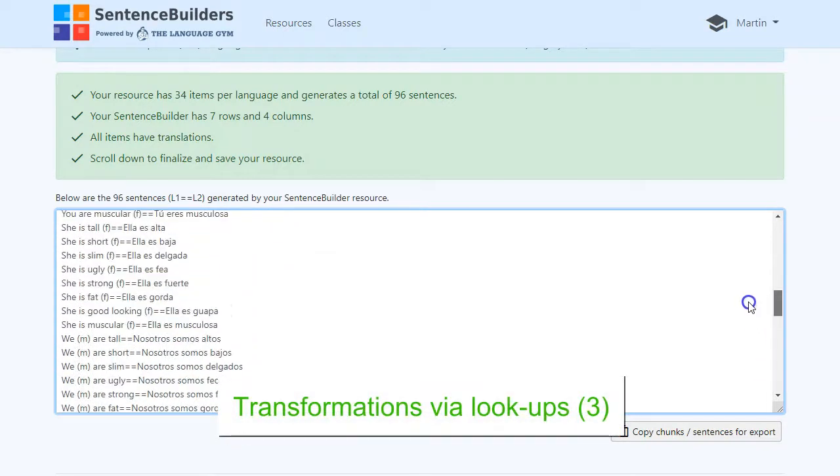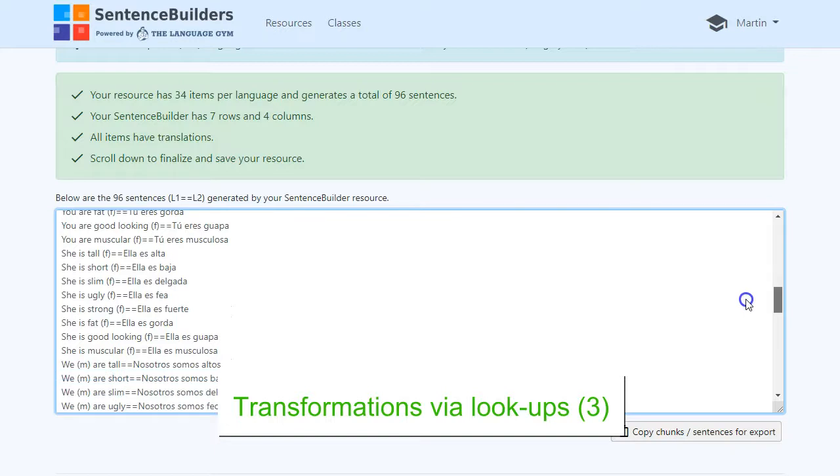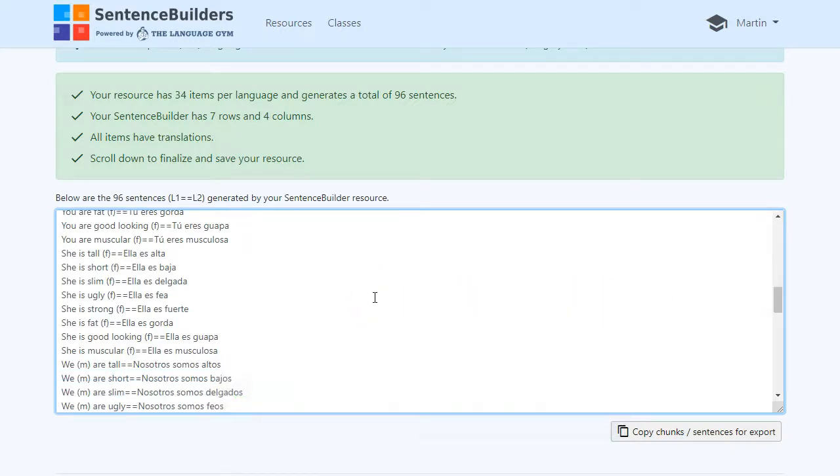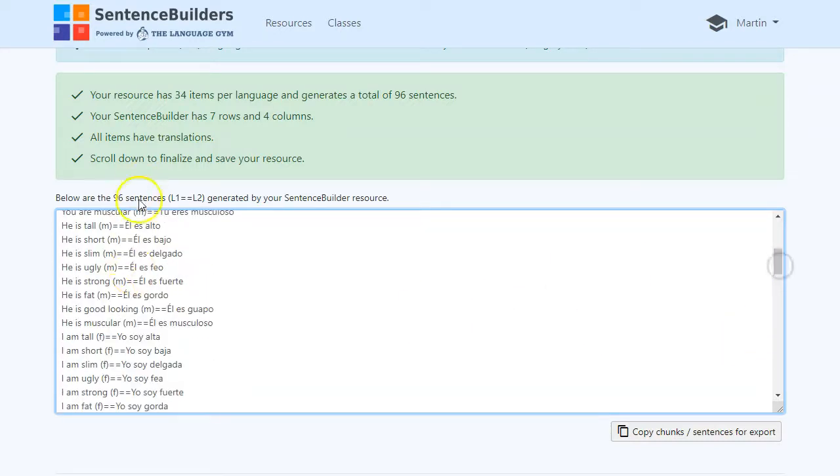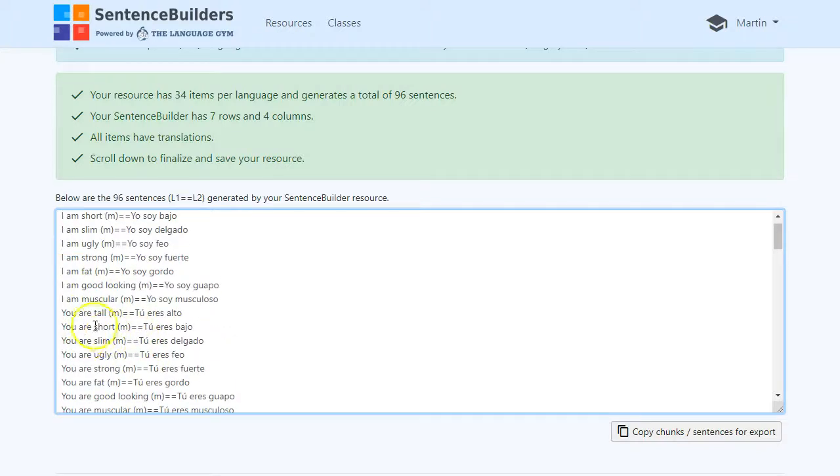And if we scroll up again, because something else has occurred to me, look at the she sentences. She is tall, feminine. She is short, feminine. Clearly, if we have sentences where the subject is she in English, there's no need for that feminine marker. Similarly, when we have he, we don't need the masculine marker. We do need those markers when we're talking about I, because we need to know whether we're talking about the feminine version of I or the masculine version of I, and the same with you. So you are tall without any marker could be tú eres alto, or it could be tú eres alta, and we need to know which one we're talking about.